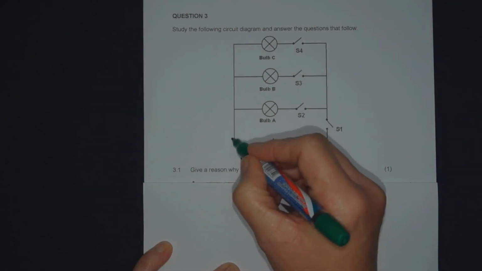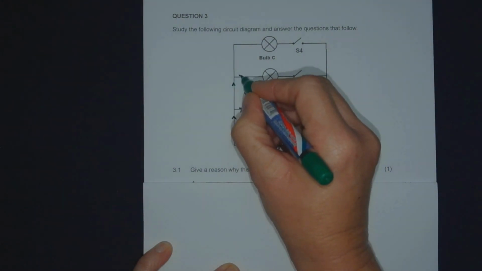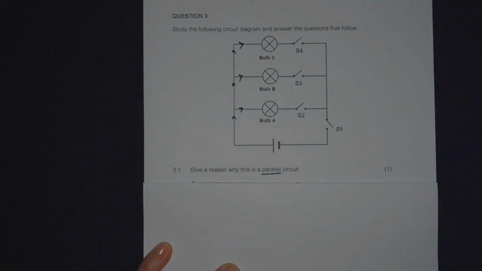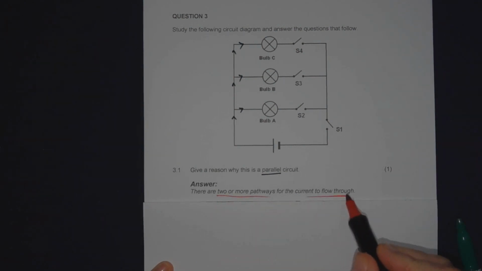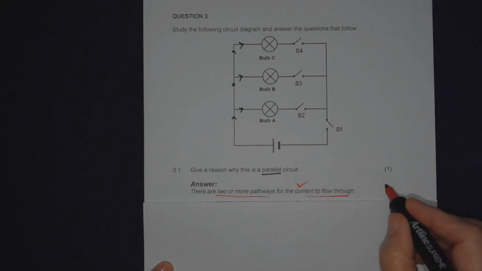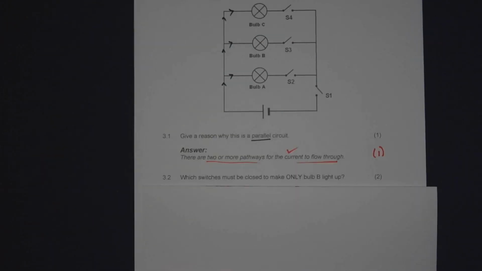If you follow the flow of the current, you will see that the current can split there, the current can split in the second branch, and the current can split in a third branch. So that means that there are two or more pathways for the current to flow through, meaning it is a parallel circuit. So you explain that there are two or more pathways that the current can flow through.